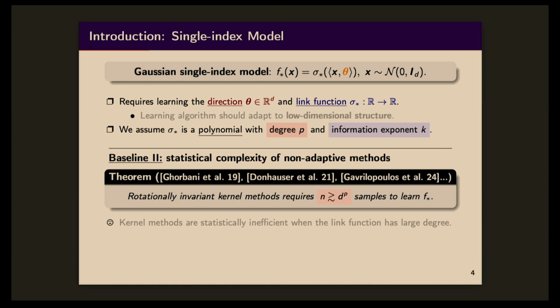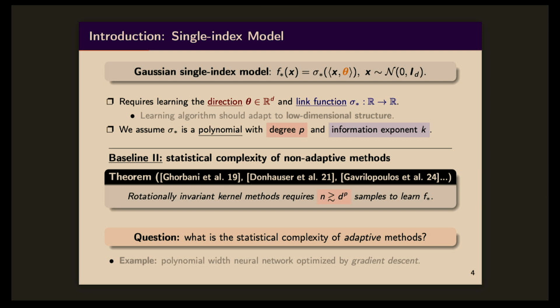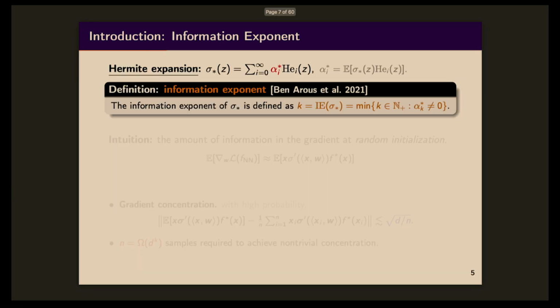So the question that we're interested in is: what is the computational complexity of an adaptive algorithm? In particular, we'll be looking at a neural network optimized by gradient descent, and we do not allow ourselves to spend exponential compute. So this will be a polynomial-time neural network. On this topic, the prior results essentially show that the complexity of gradient-based training of neural networks is governed by a quantity known as the information exponent.